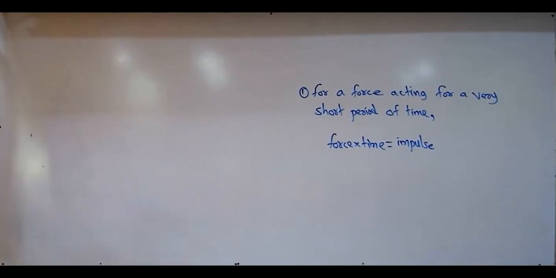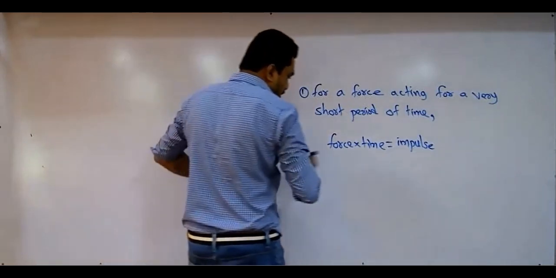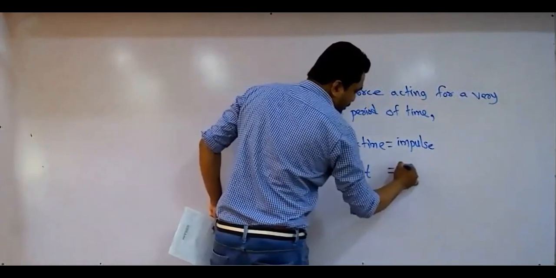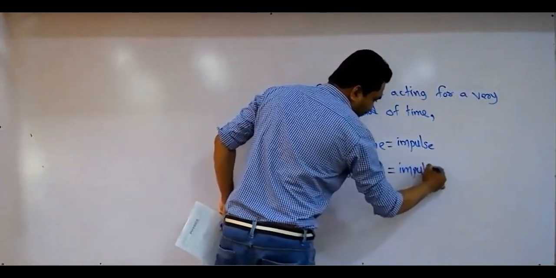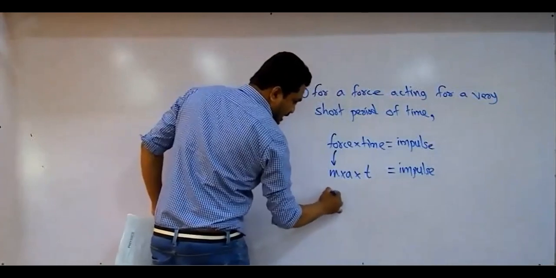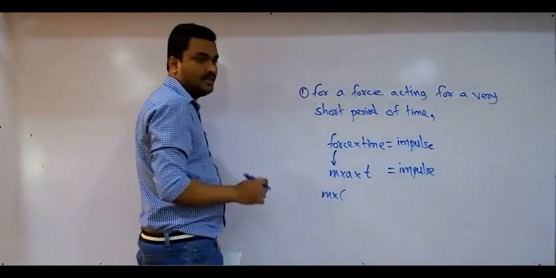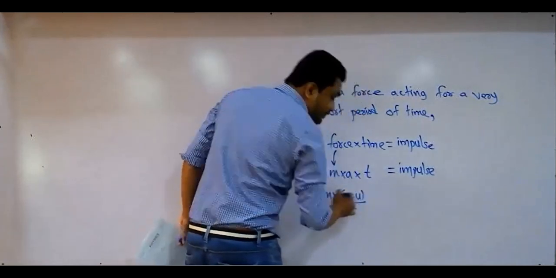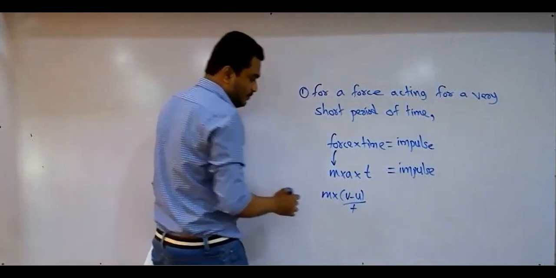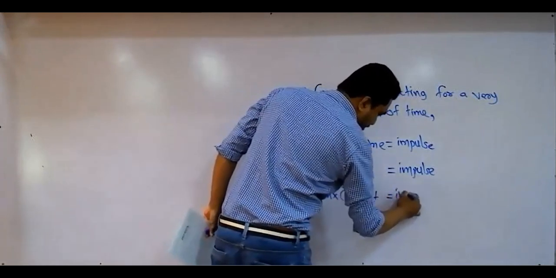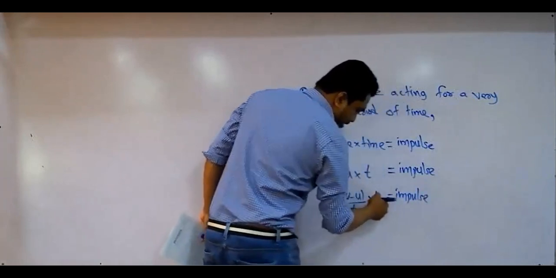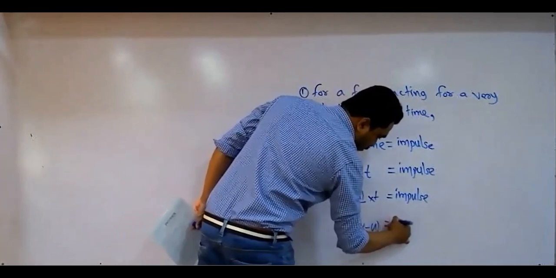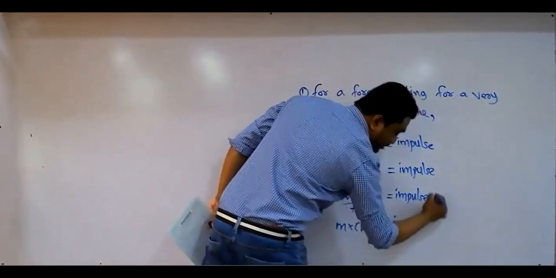Clear? Right. But we know that force is equal to the product mass into acceleration. So mass into acceleration into time means impulse. Please look at the board. What is acceleration here? Acceleration is the increase in velocity divided by time, into time equals impulse. Now what will happen here? This t and this t cancel out. m into (v minus u) equals impulse. Am I right here?